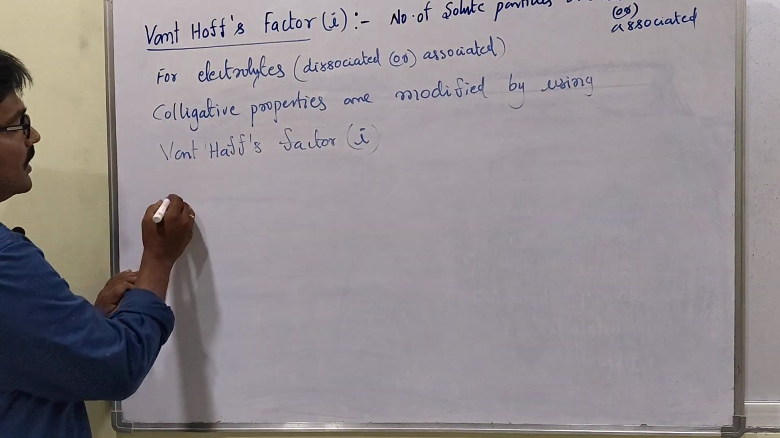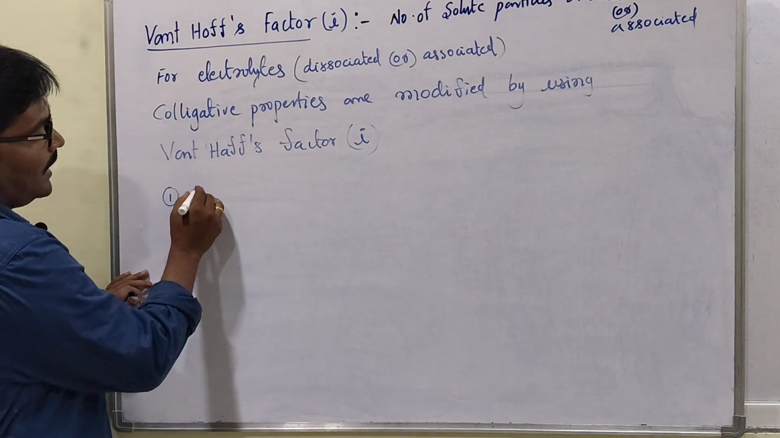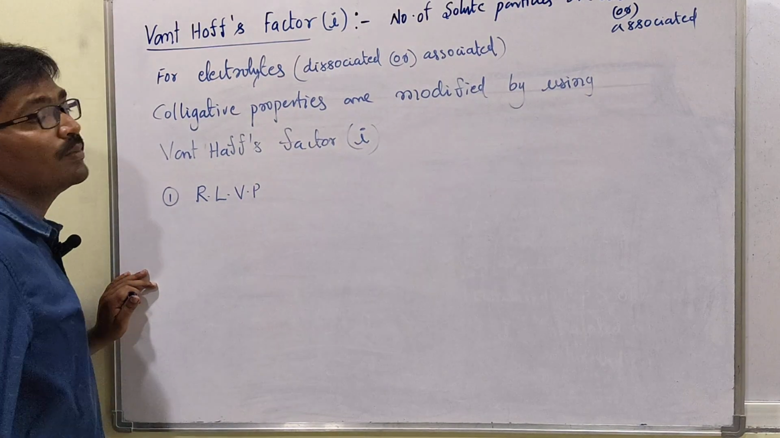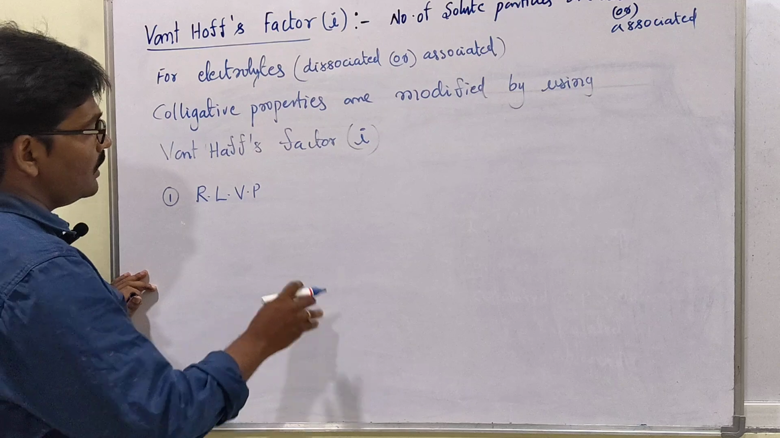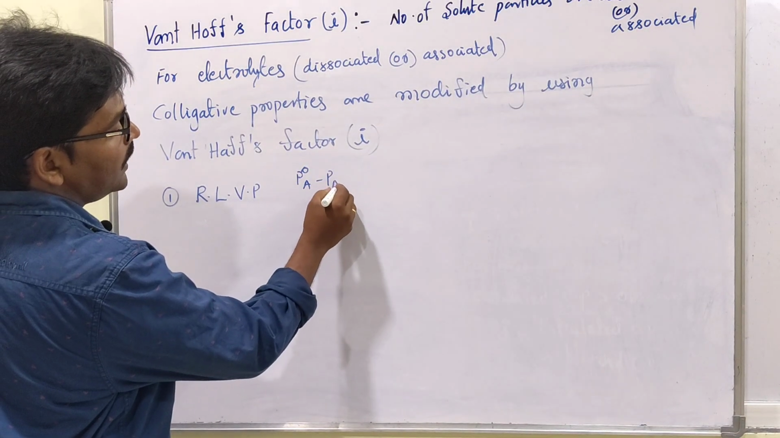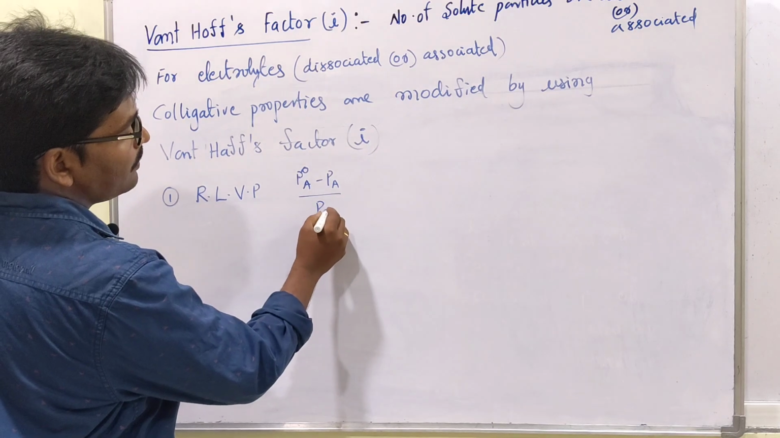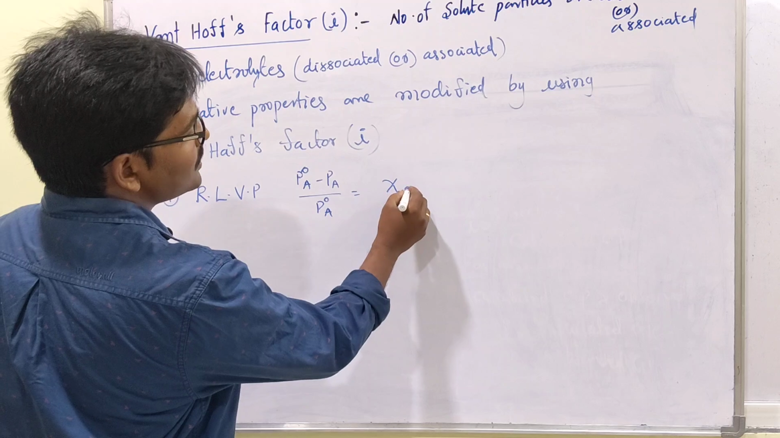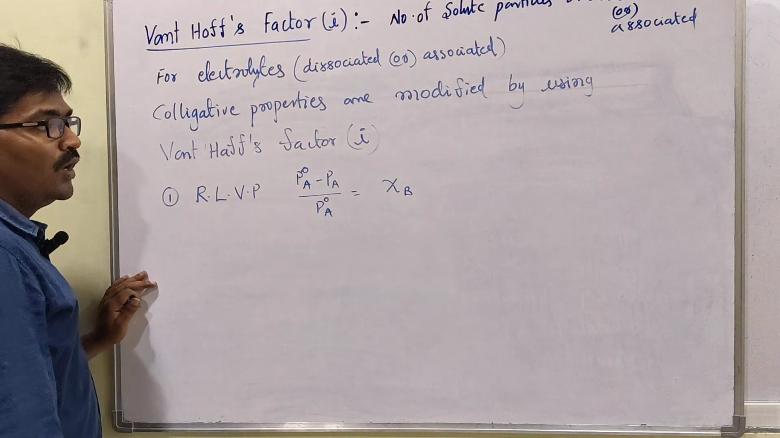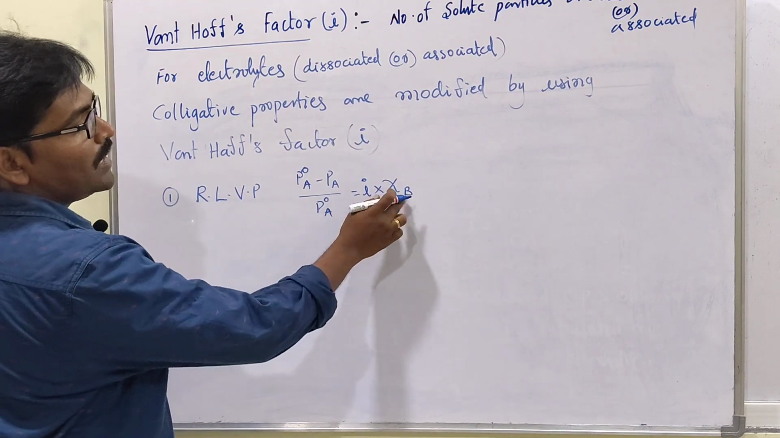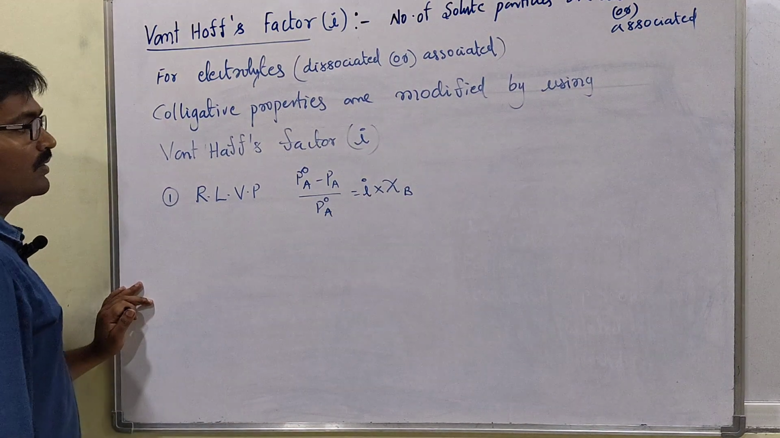Number 1 is relative lowering of vapor pressure. Relative lowering of vapor pressure, P naught A minus PA divided by P naught A, is equal to the mole fraction of solute, as we discussed. Now we are introducing the Van't Hoff factor. You have to multiply with the Van't Hoff factor, right?